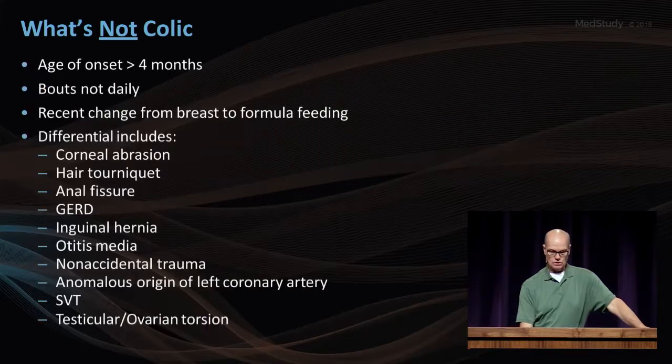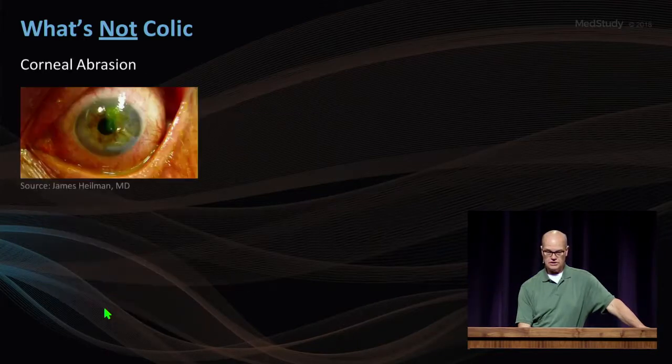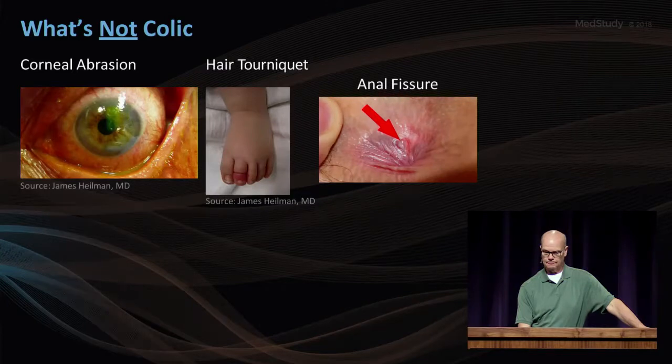This is a long list, but certainly you want to make sure, for example, that there's not an inguinal hernia, or worse yet, a testicular or ovarian torsion.